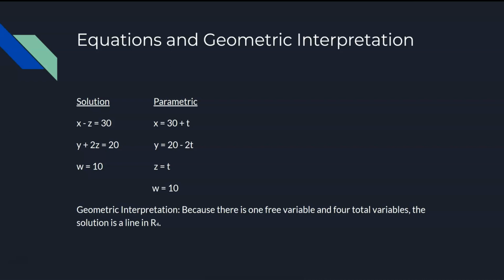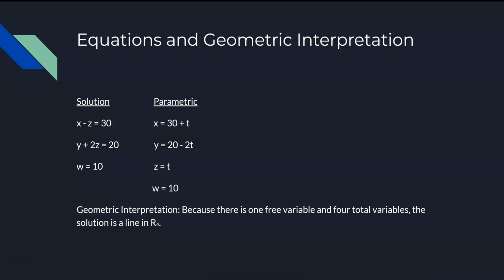and then I was able to create the following parametric equations, which are x equals 30 plus t, y equals 20 minus 2t, z equals t, and w equals 10. And these were created by solving for each of the variables and substituting t for z.